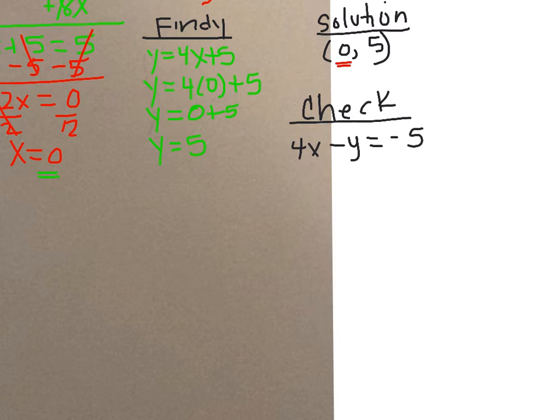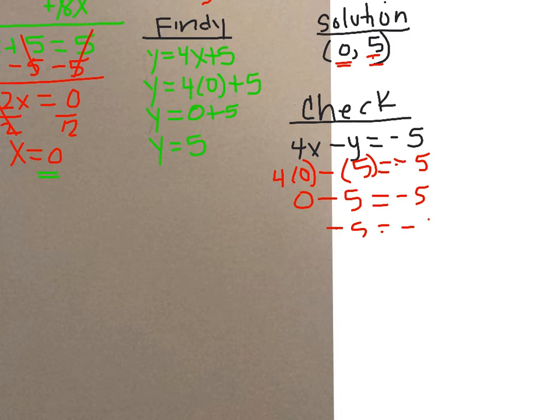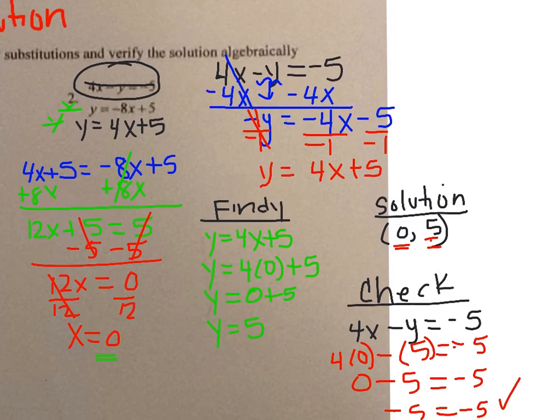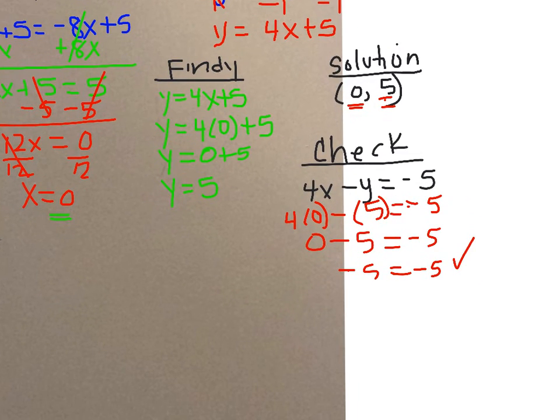My x is 0, so it's 4 times 0 minus your y, which is 5. Does that equal negative 5? So we have 0 minus 5 equals negative 5. Negative 5 equals negative 5. Check. All right, the other equation, the second equation, was y equals negative 8x plus 5.